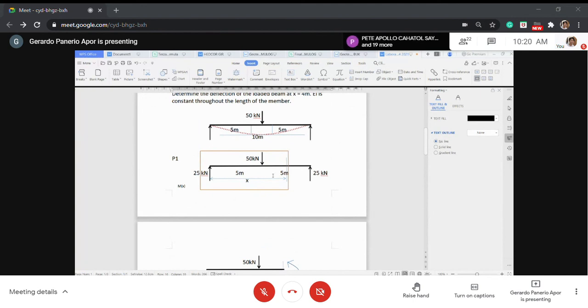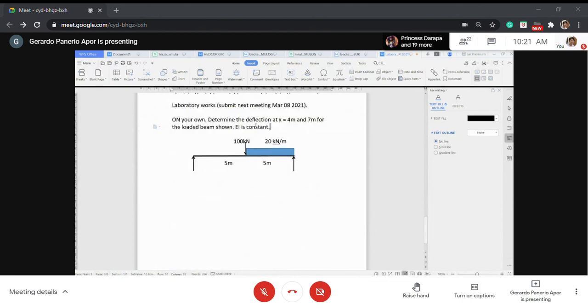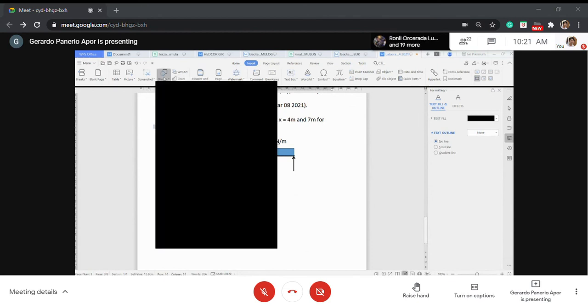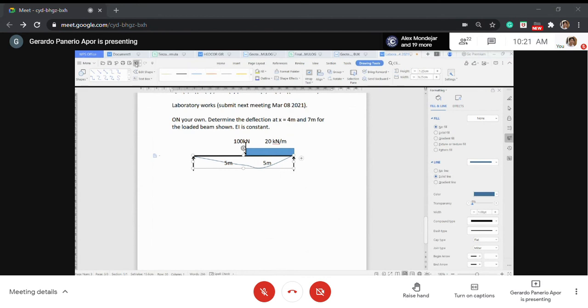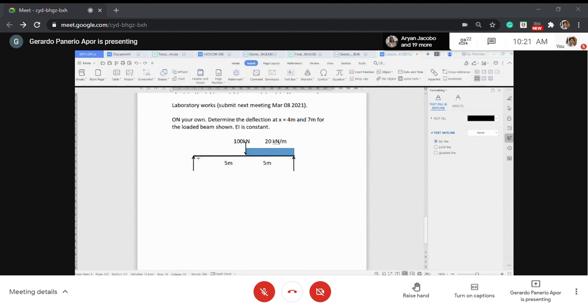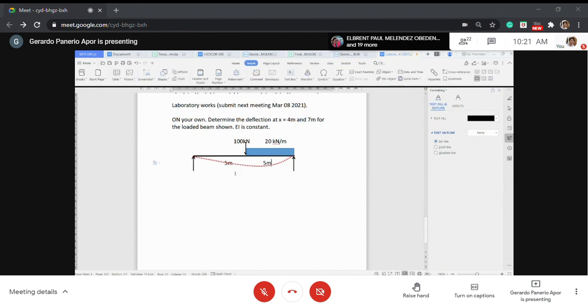First you do the reactions. Remember, this one is unsymmetrical. So this could be the deflected structure. The deflected structure will be like this. It is not symmetrical, because the loading is biased to the right, so that makes it not symmetrical anymore. So the deflections at y equals 4 and y equals 6 are not equal here, so you must prove it.